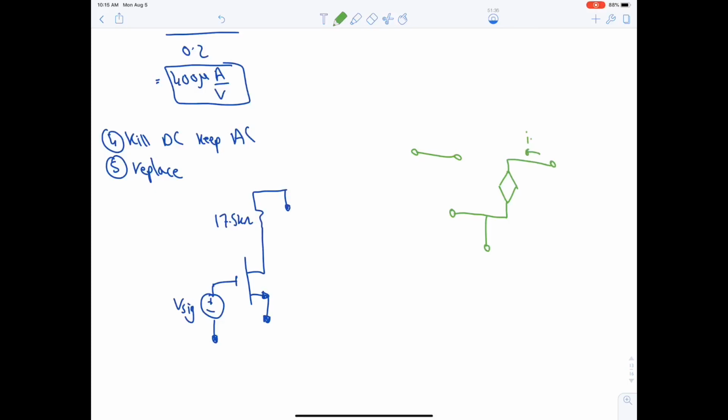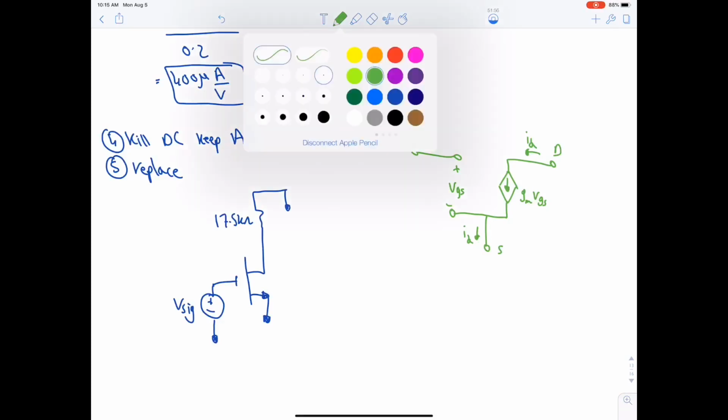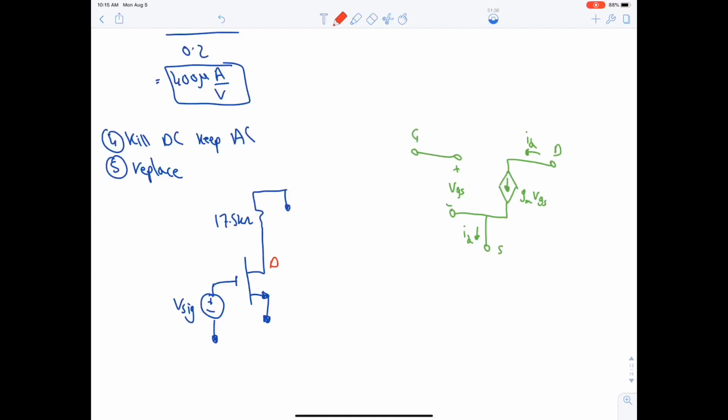This is ID, this is D. Here we have gm VGS, this is VGS, this is S, and that's ID again, and here it's IG equal to 0, never mind, and this point is G. Okay, let's connect the missing parts. On D we have a resistance and a ground, 17.5K. This is the output, this is grounded, and here we have a voltage source V sig. This is very similar to the previous question.